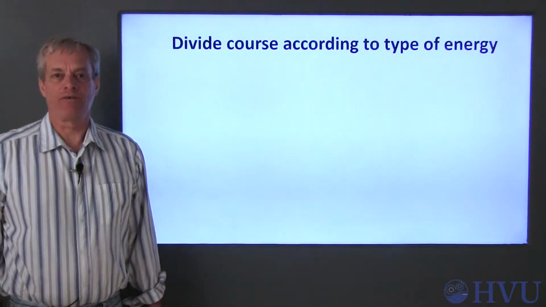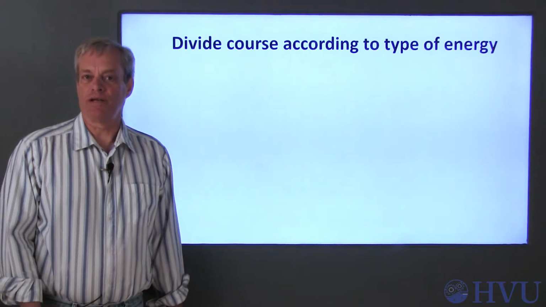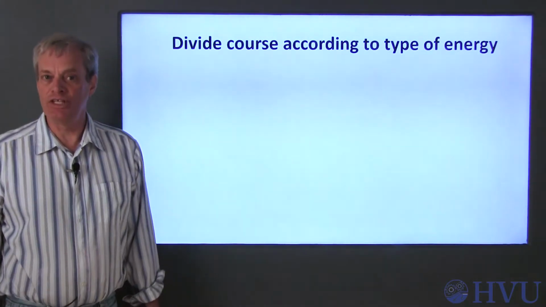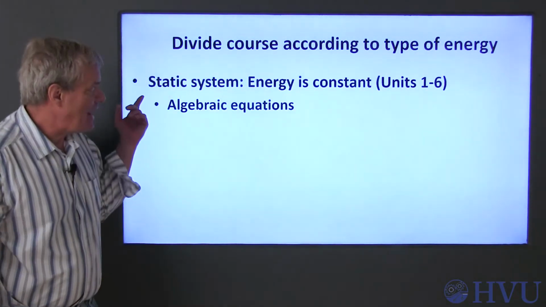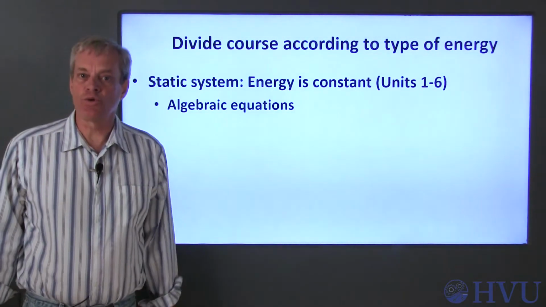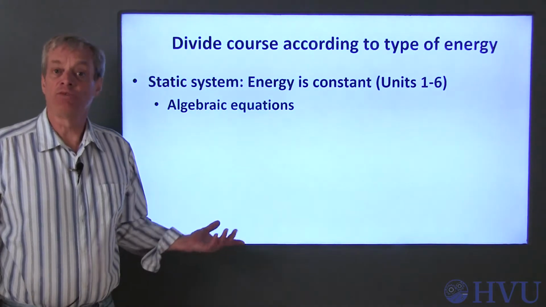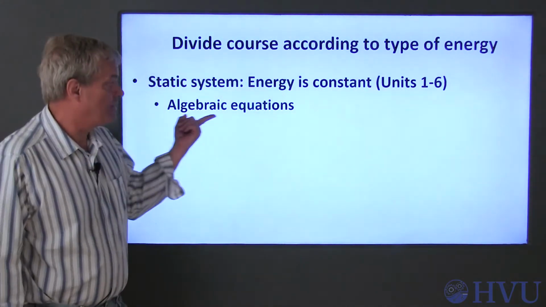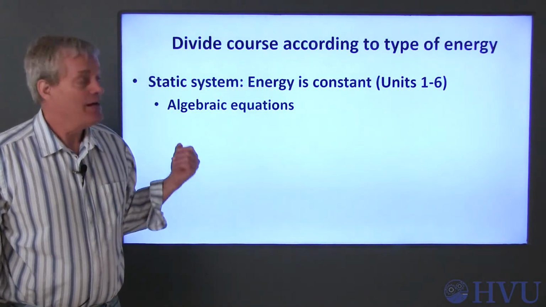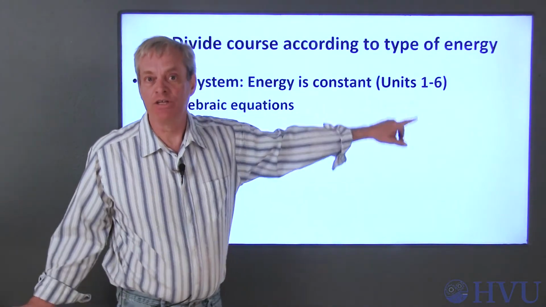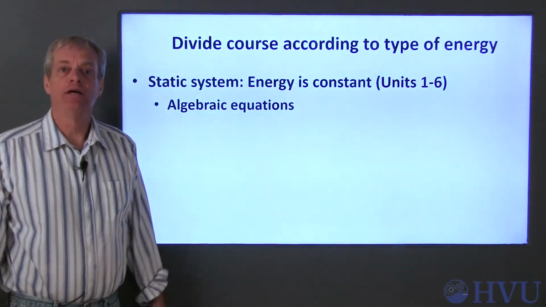One approach to categorizing the math we need to use to model a system is to relate it to the energy in the system. Static systems have either no stored energy or any stored energy is constant. Static systems are relatively easy to analyze. They're governed by algebraic equations. These are the types of circuits that are covered in units 1 through 6.